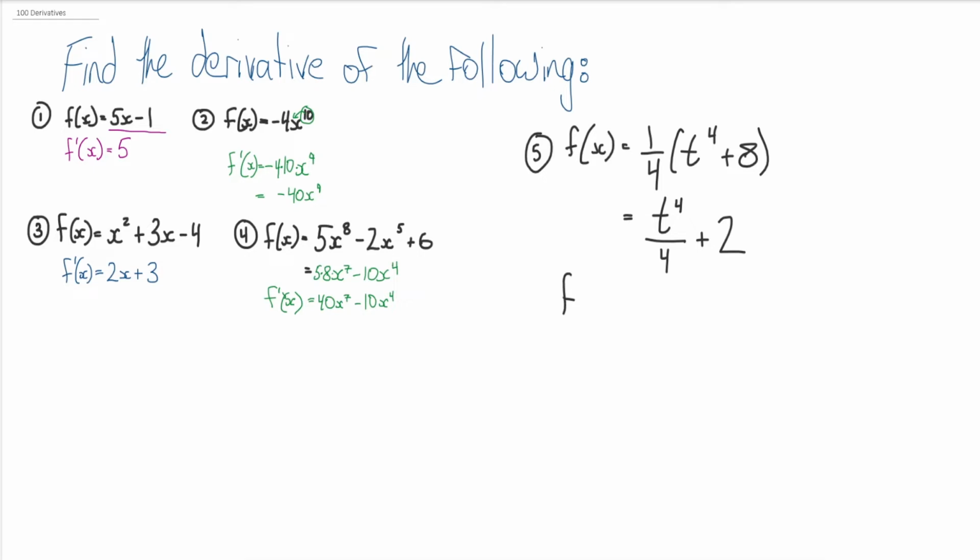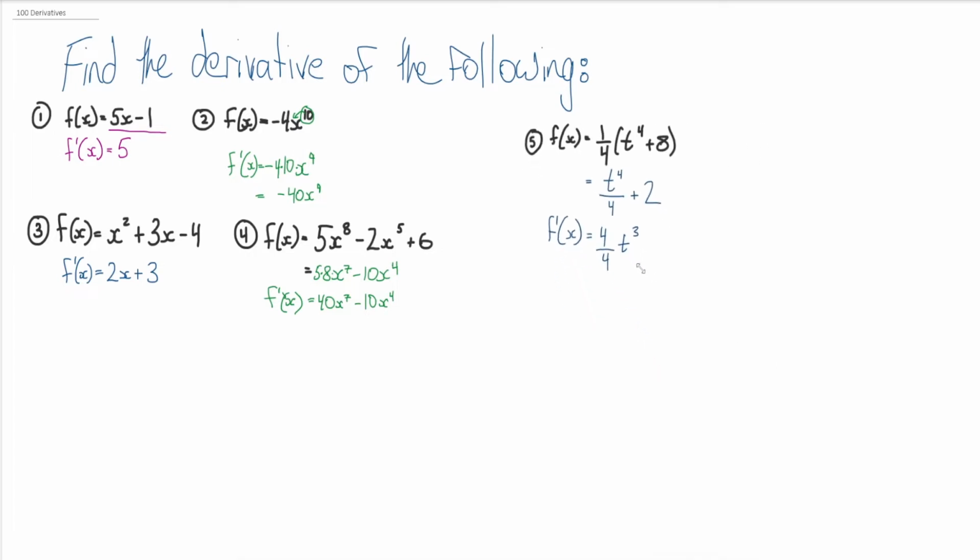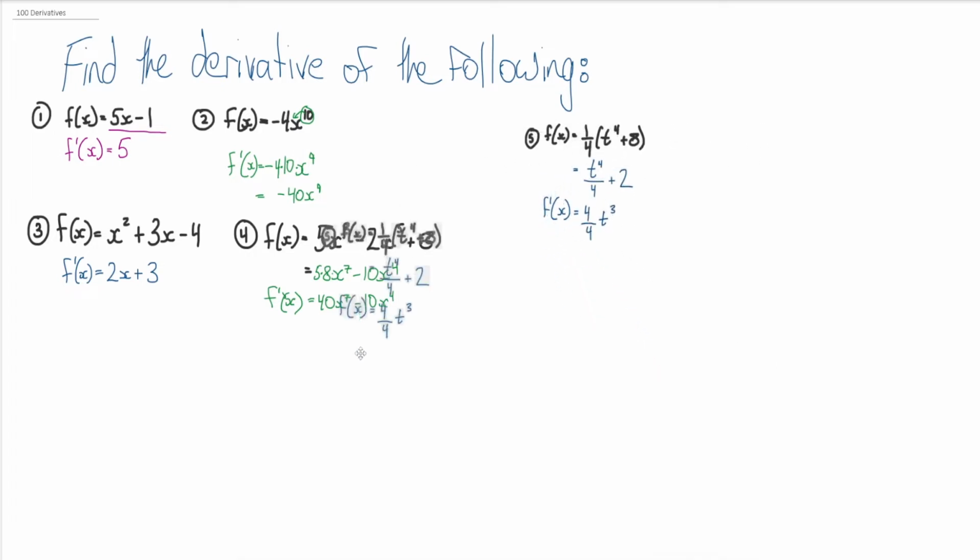Okay, well now let's take the derivative, and we get 4 out front over 4, and then t to the 3 plus, well, 2 doesn't have a derivative, so it's just that, or its derivative is 0, right? So, okay, not bad. We're getting there, right? Okay.